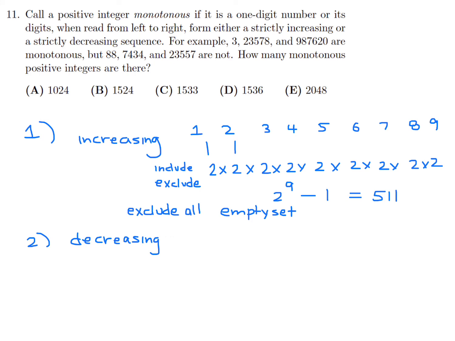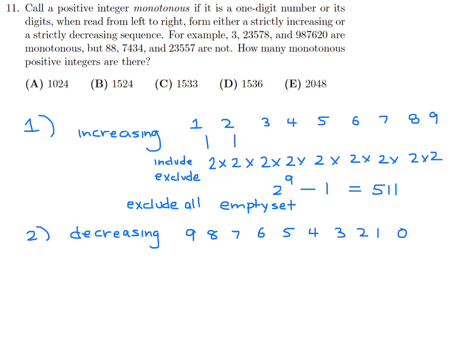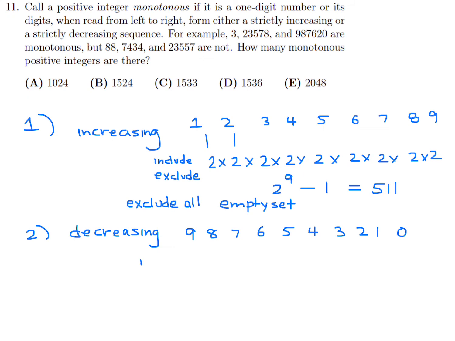Now if they're decreasing, let's line up the numbers: 9, 8, 7, 6, 5, 4, 3, 2, 1. But we can also include the 0 in there. And as before, we can either include a number or exclude a number. So in a very similar way, we have two choices for each number, and then of course we multiply them all. When we do, we get 2 to the power of 10.